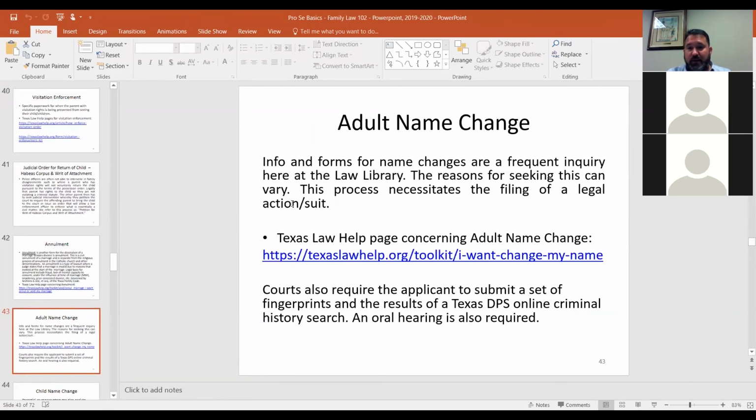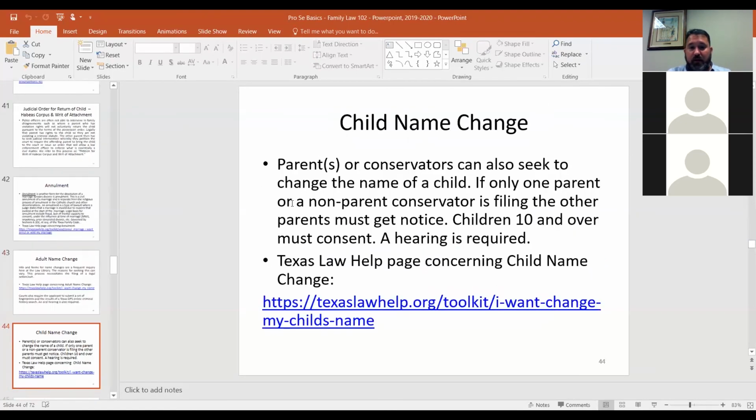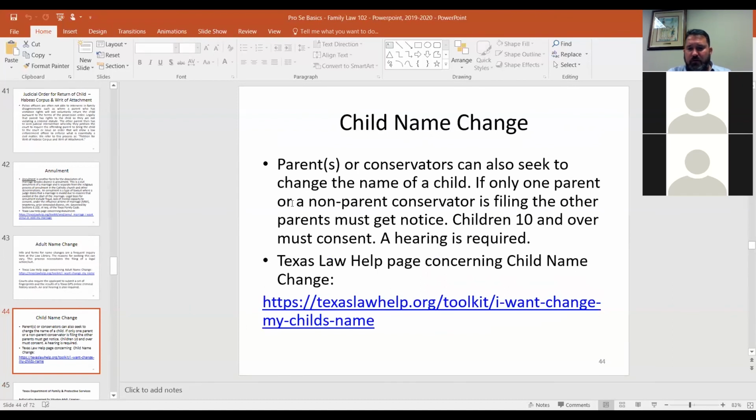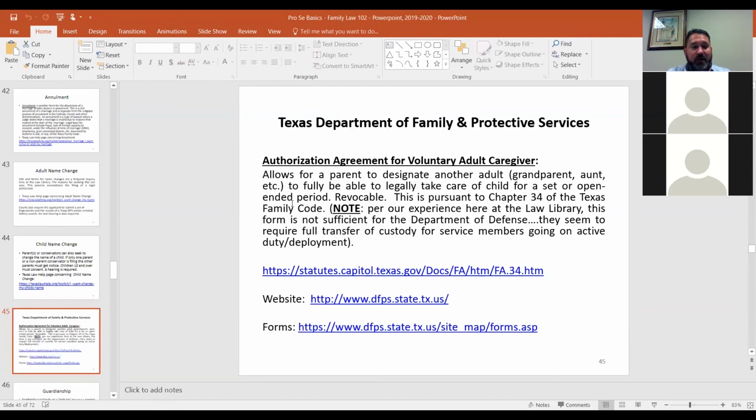Name changes, that is covered by the family courts. The forms are on Texas Law Help for an adult and for a child. And there's certain little other procedures that have to be done to accomplish that. It's actually more common than you think. It's probably every day we get someone coming in saying they want name change forms. Before I worked here, I didn't know that. I knew people could change their names. I just didn't know it was done so often.